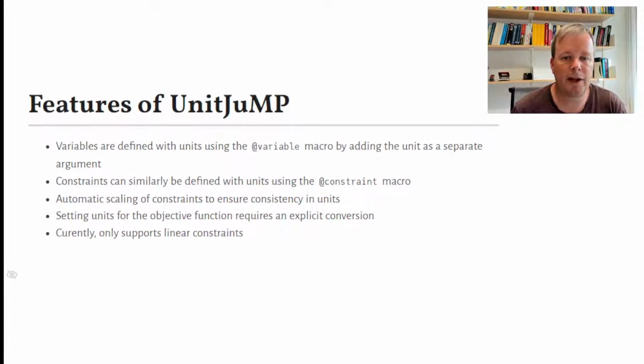So, what functionality does UnitJuMP bring to the table? It provides support for defining variables and constraints with units using the normal JuMP macros for defining variables and constraints. If a constraint involves parameters or variables with units, the package will ensure a consistent scaling of the constraint. Units for the objective function cannot be given directly, but there exist workarounds. And the package is currently limited to linear constraints.